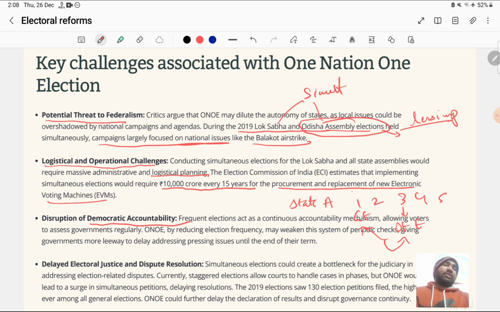But if simultaneous elections are held, then democratic accountability will be reduced because people will get a chance only after 5 years.